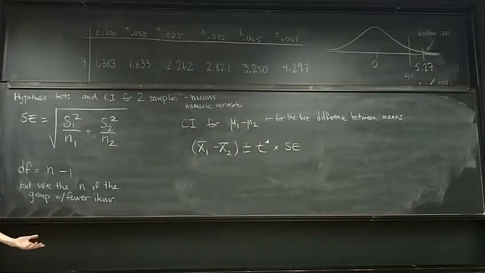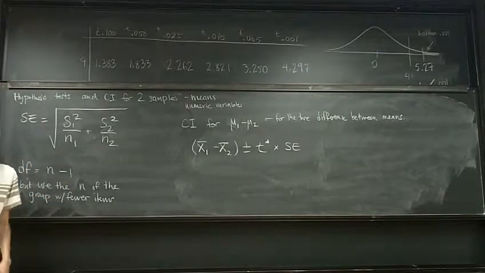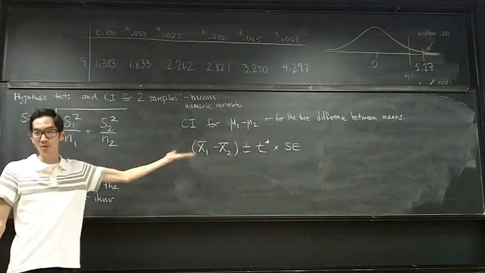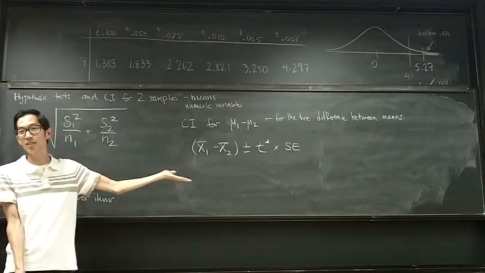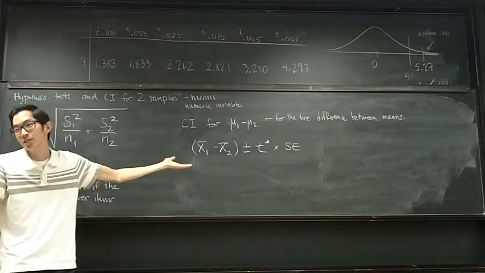And how do we pick t star? Table. You use this degrees of freedom and your confidence level. So that's easy, right? And this is it. The overall concept's not any different here, okay? You have to memorize that. And not even memorize it, you just put it on your note sheet, okay?